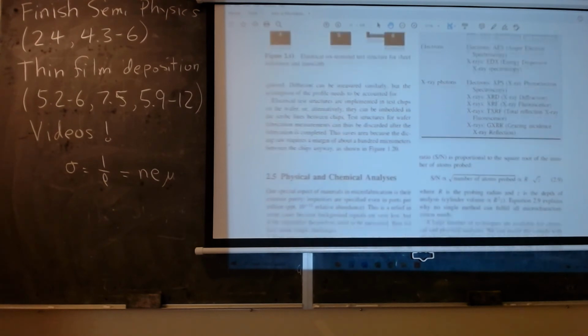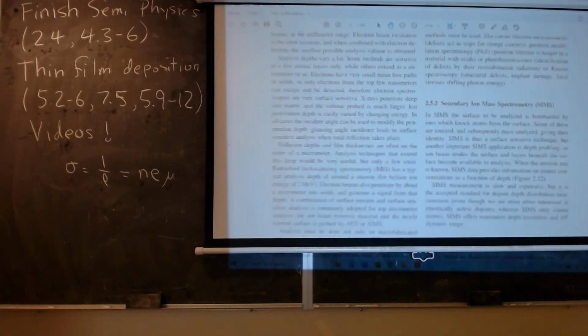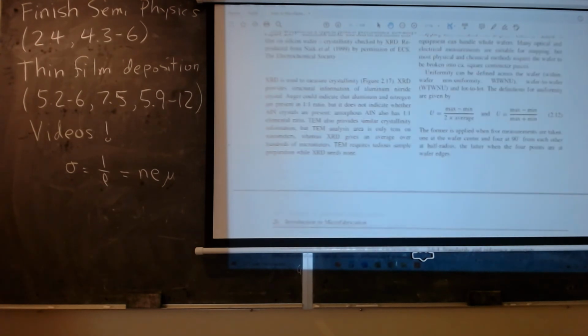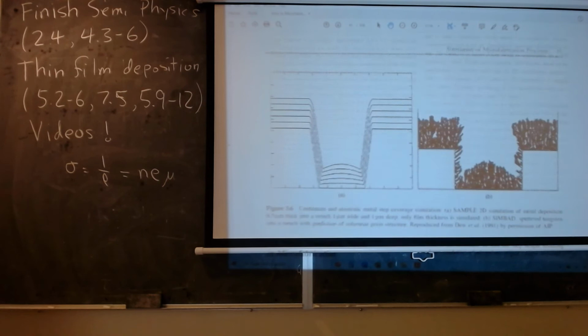Now jumping ahead then, in our semiconductor physics, we go to 4.3. And you can see that 4.3 is in the chapter labeled silicon, and so there's all this discussion about silicon. For example, this table here can be very useful, because if you needed to know anything about silicon, like its coefficient of thermal expansion, you could get it there.